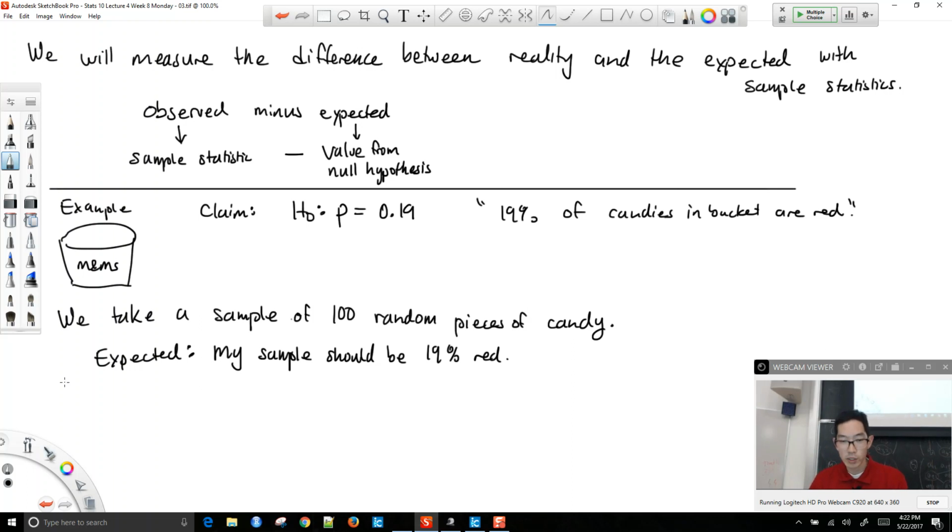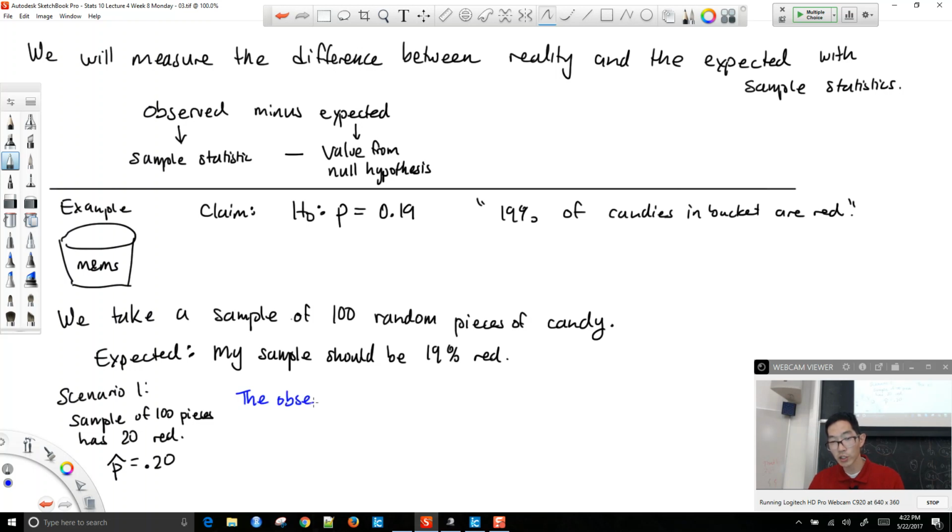So we'll say scenario 1, let's say our sample of 100 pieces has 20 red. So p hat is 0.20, okay? And we ask, is 20% different? So here we would say the observed, basically our reality, is not very different from the expected. It is not much different from expected.